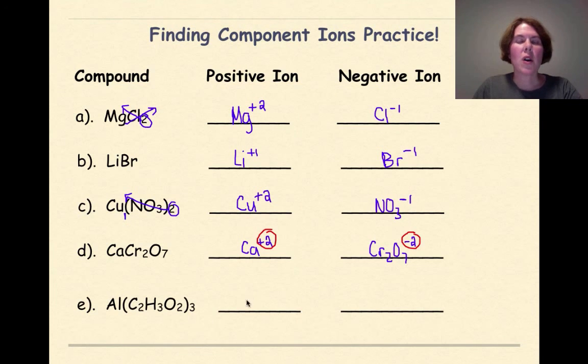Let's look at our final one, Al(C2H3O2)3. So aluminum is my positive ion, and the only charge that is listed for aluminum is +3, so I'm going to write that down. Or I can say let's uncrisscross this, and it's coming from there, so it's got to be +3. And then finally, C2H3O2 is the acetate ion, and that is going to be -1.